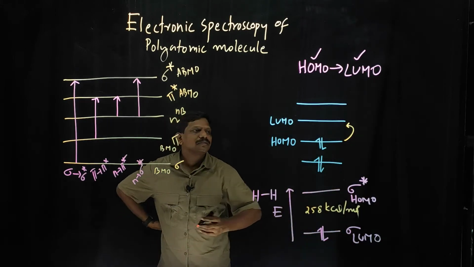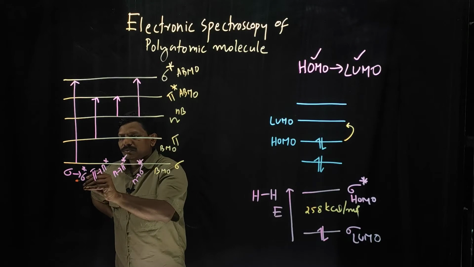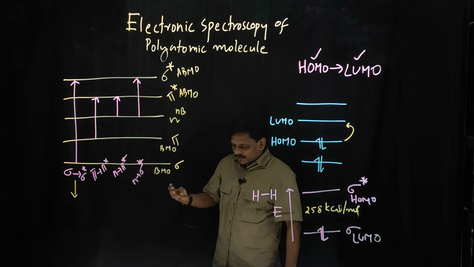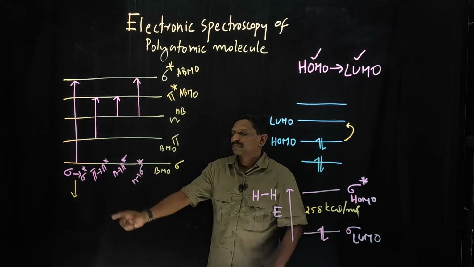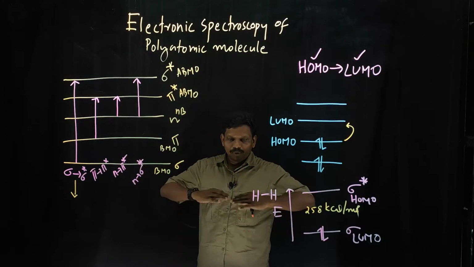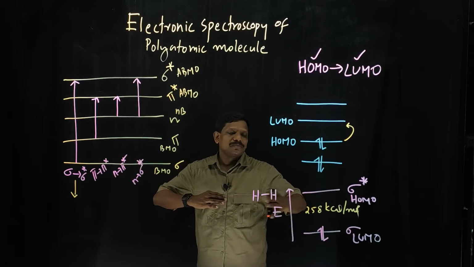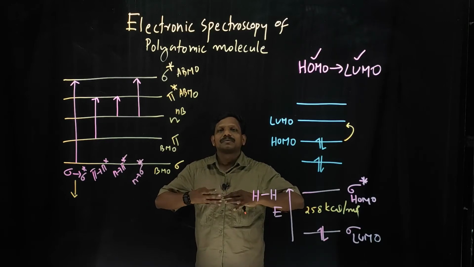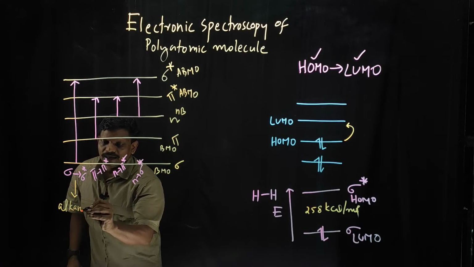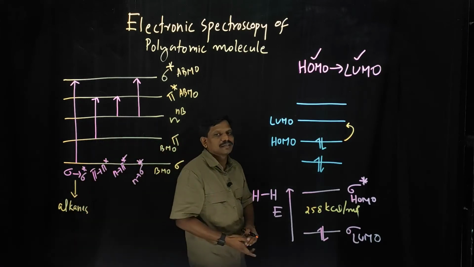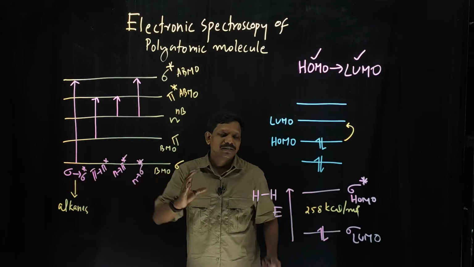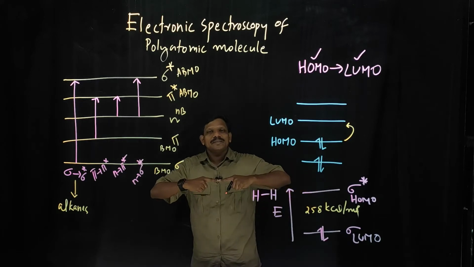Now we can classify these and go through some examples of these types of transitions. In what type of molecules can you observe the sigma to sigma star transition? That's very important. A sigma bond means a single bond, so saturated compounds like alkanes and hydrocarbons show the sigma to sigma star transition. The CH bond is a single bond, known as a sigma bond.